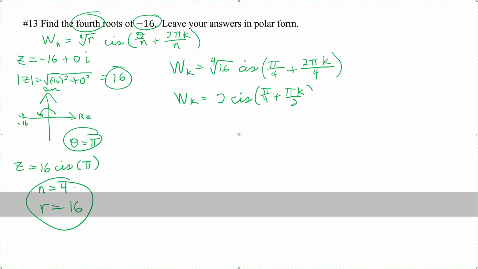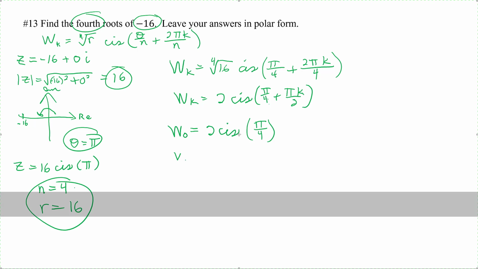And I think this will be fairly simple. Our first root, we start with 0. So our first root, we're letting k equal 0. We're going to have 2 cis. And then you're going to have pi fourths plus pi times 0 over 2. This is just going to be pi fourths plus 0. So our first root is pi over 4.